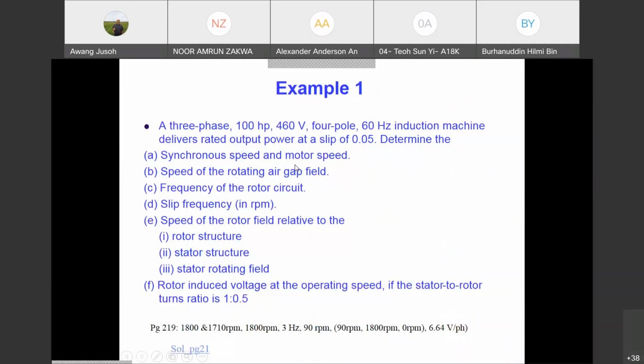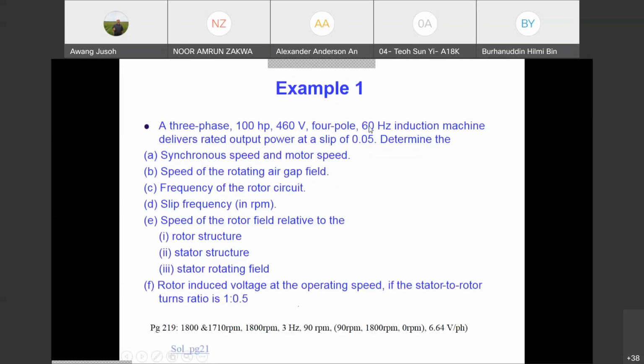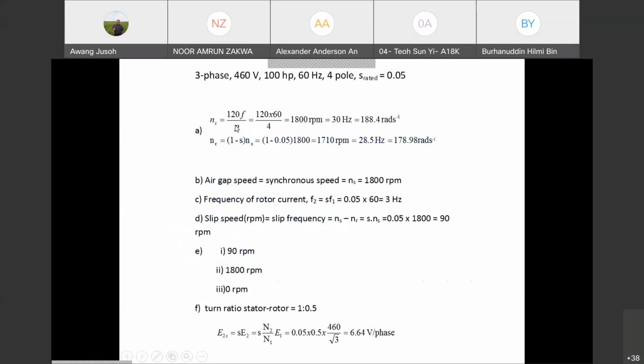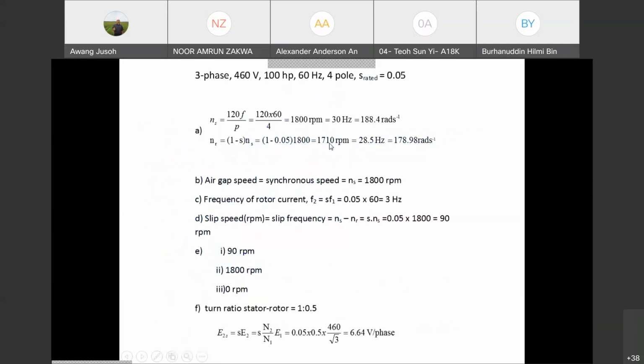Just now we know the formula for synchronous speed, right? What is the formula for synchronous speed? Here, this is the formula: 120 f divided by P. So 120 multiplied by f, where f is given as 60 Hertz, divided by P, the number of poles. In this case, how many poles? 4 poles, so divide by 4. Alright, so we have Ns equal to 1,800 RPM, right?